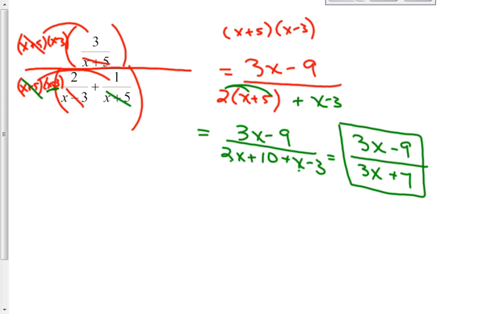Correct. All right, so the biggest thing with these is looking for your common denominator. You're going to end up with a fraction for an answer. And remember, it's all about building up to make your common denominator. Good luck.